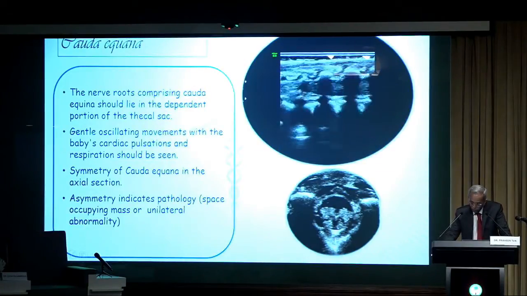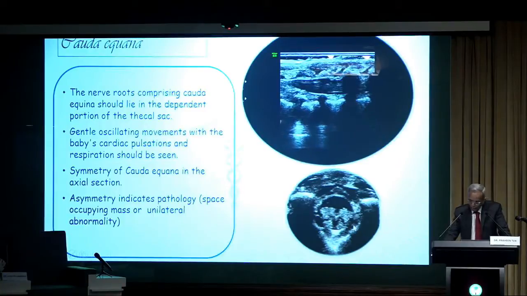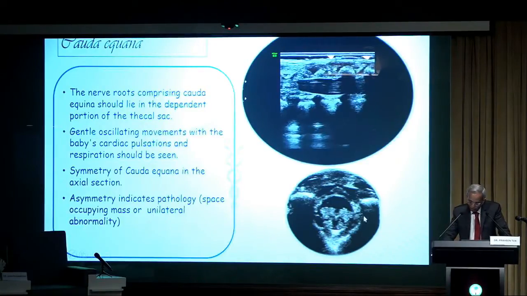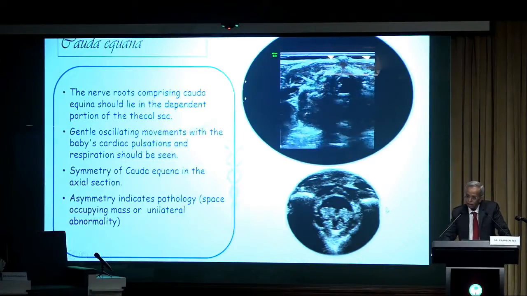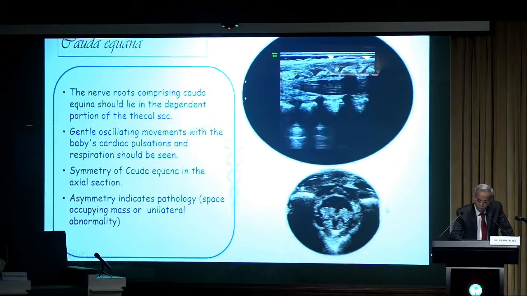And then whenever you take an axial section, we can see that there is a symmetry of the cauda equina on either side of the midline, which is an extremely important factor in identifying normalcy and abnormalcy of the cauda equina.